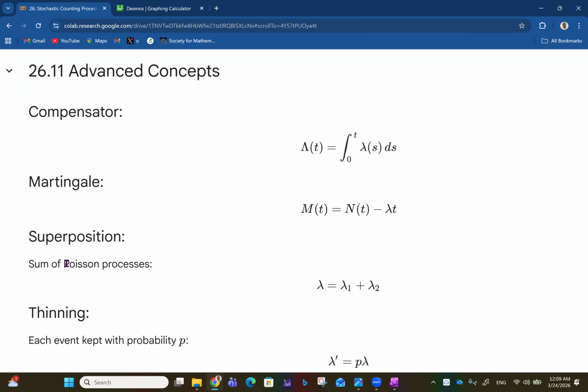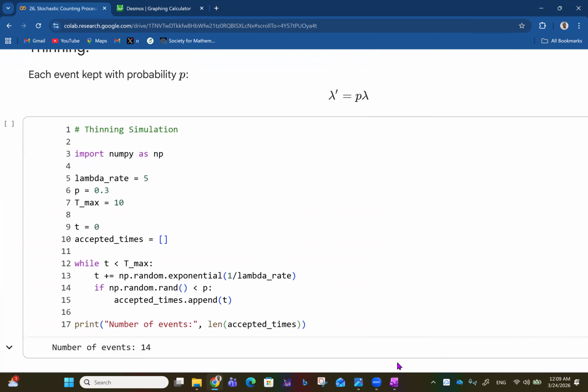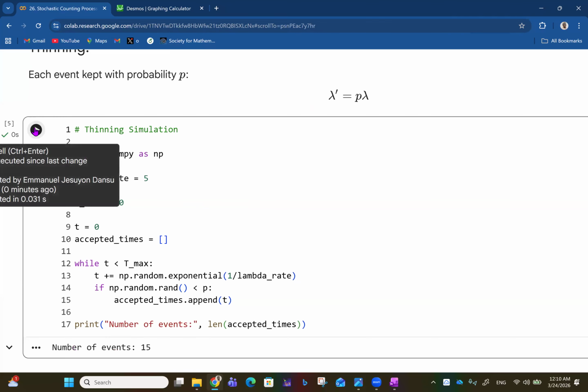Then you have superposition, which is the sum of Poisson processes. Here, lambda is equal to lambda 1 plus lambda 2. And for thinning, each event is kept with probability p, so lambda prime is p lambda. We can then demonstrate the thinning here. If the lambda rate is 5 and the probability that an event is kept is 0.3, the maximum time is 10, starting from time 0. The number of events over that time keeps changing because it's random.